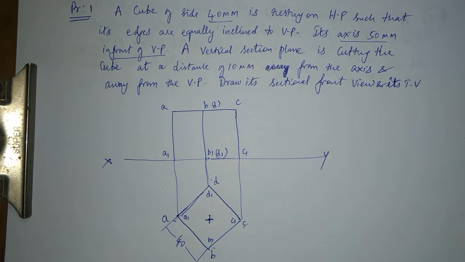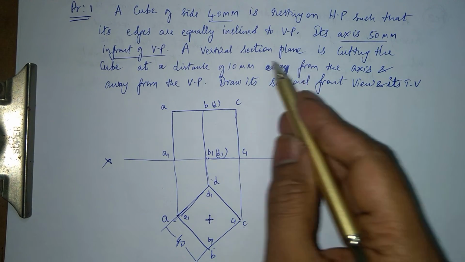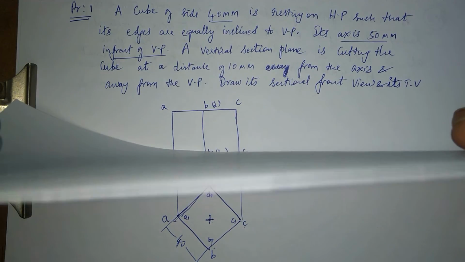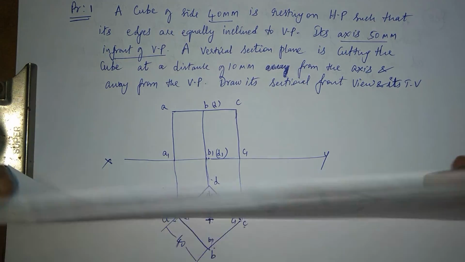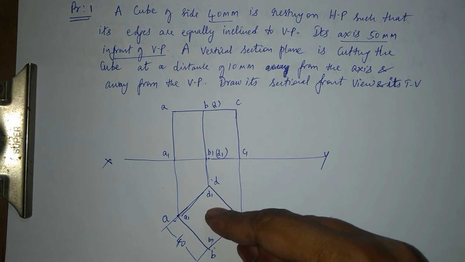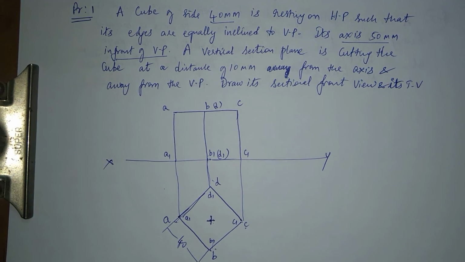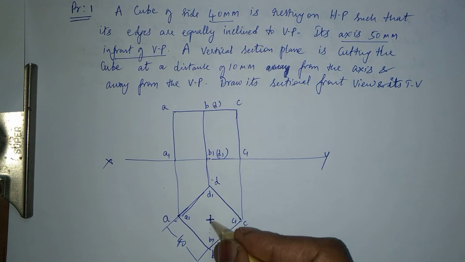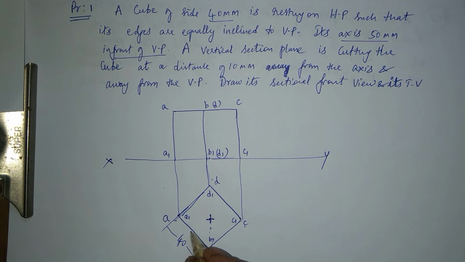Now where is my sectional plane? A vertical sectional plane is something like this. This is a vertical section. So that means in the top view, you see the line. So this is 10 mm from here, so from here till here, 10 mm away from the VP. I'll draw the section here.